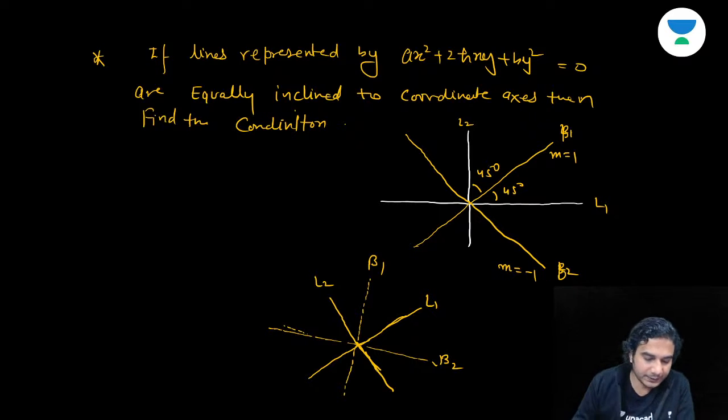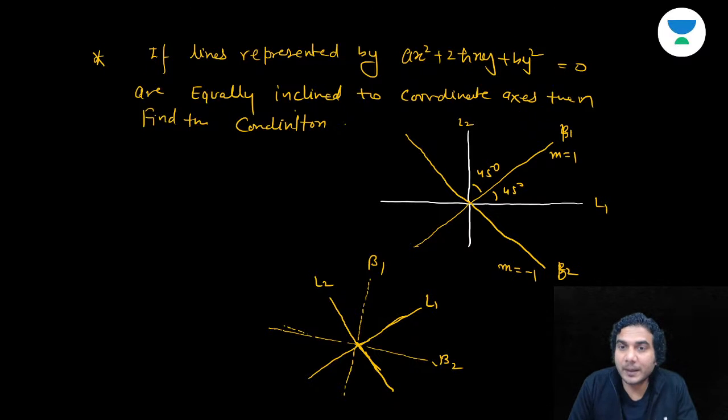Are you understanding these things here? When two lines are mutually perpendicular, then they bisect the angles of their angle bisectors. This is what I'm saying. Okay, so this is what is happening here.